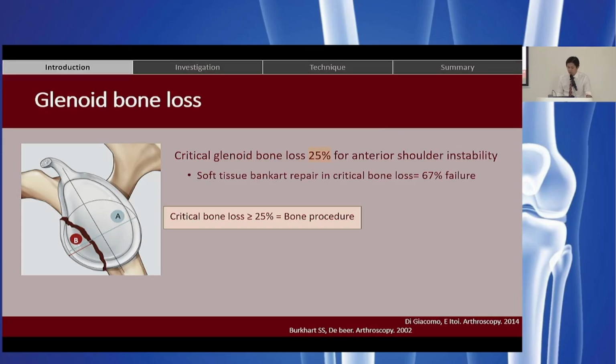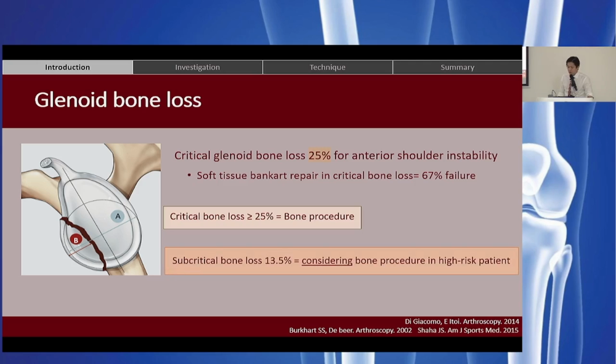In patients with anterior shoulder instability, glenoid bone loss of more than 25% is called critical glenoid bone loss. A study by Burkhart says that performing soft tissue Bankart repair in critical glenoid bone loss has a 67% operation failure rate, so a bone procedure is recommended. Furthermore, there is a concept of subcritical glenoid bone loss, more than 13.5%, where we consider a bone procedure in high-risk patients.